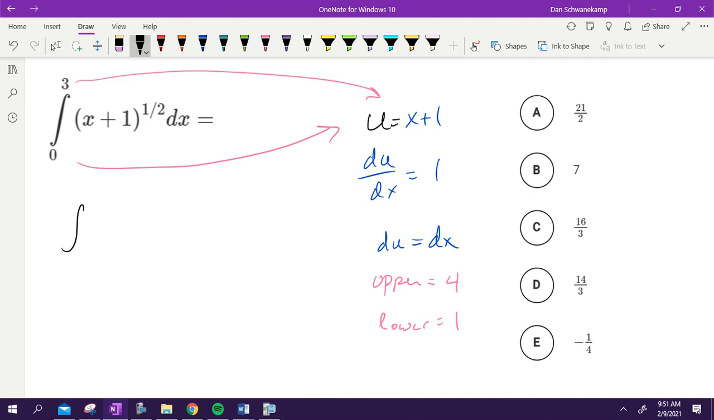So I'm going to reset this thing up. I'm going from 1 to 4. U to the 1/2 power. And then it said dx is just du. If I did it right, all my x's would cancel. Yeah, there wasn't any x's in the first part. There's no constants.